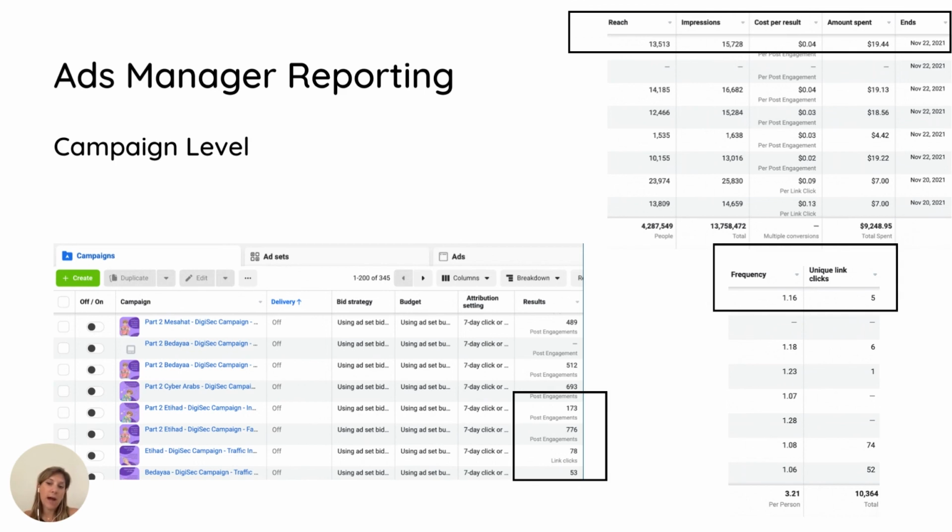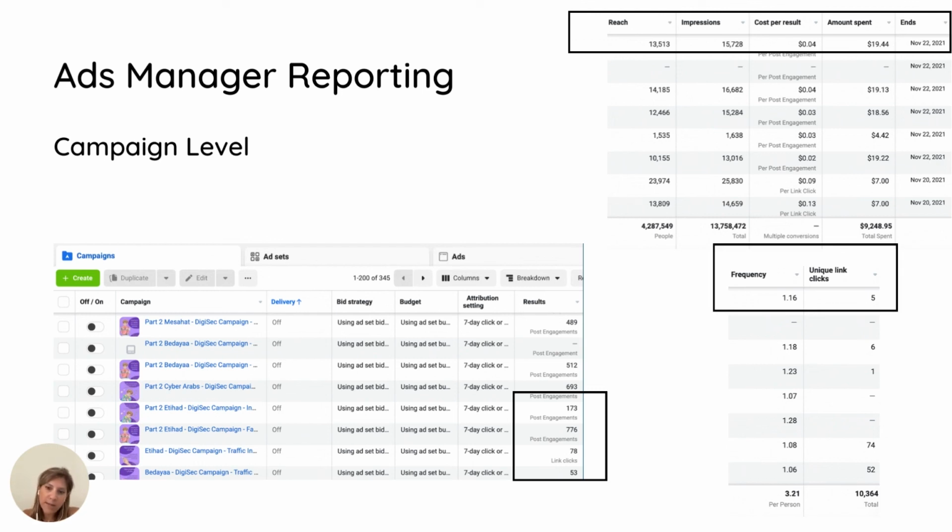Finally, after your ad starts running, you can monitor their progress in Ads Manager. At the campaign level, you can track the results like post engagement or clicks, the reach, impressions, and the cost per result. The cost per result is the cost per objective or the main campaign objective you have set. So if you set for engagement, then you get cost per engagement. If you have video views, then you get the cost per video view. You can also see the amount spent and when the campaign ends.